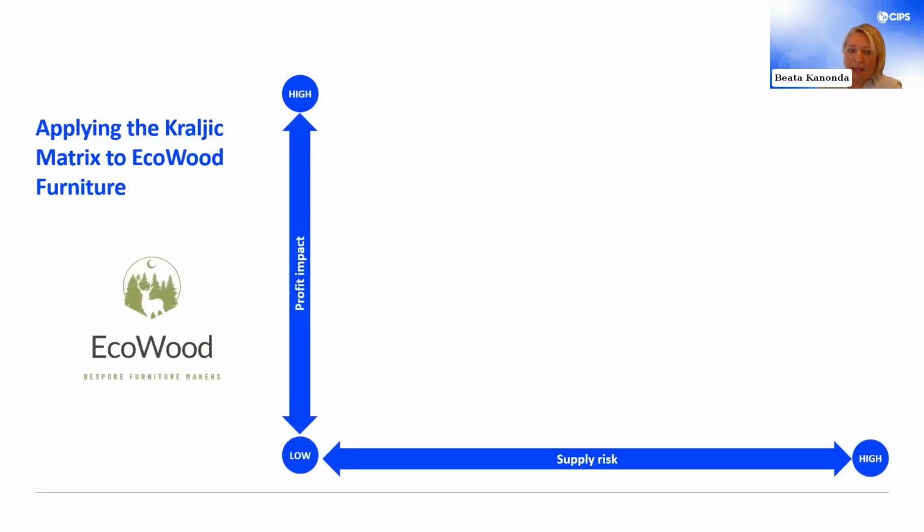Let's try and apply the matrix to EcoWood Furniture by categorizing some of the key products and services into the 4 quadrants of the matrix. Joanne, a supply chain manager at EcoWood Furniture, performs a Pareto analysis of products and services purchased to gain a better understanding of the company's spend. She identifies key categories of products and assesses their profit impact and supply risk and plots them on the matrix. First, we have leverage items.